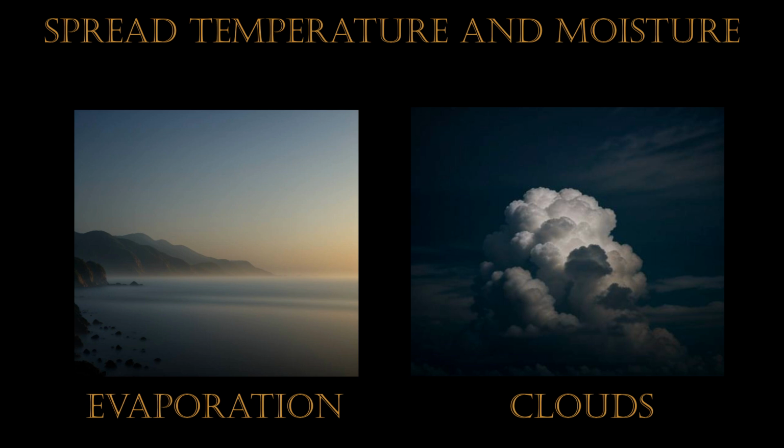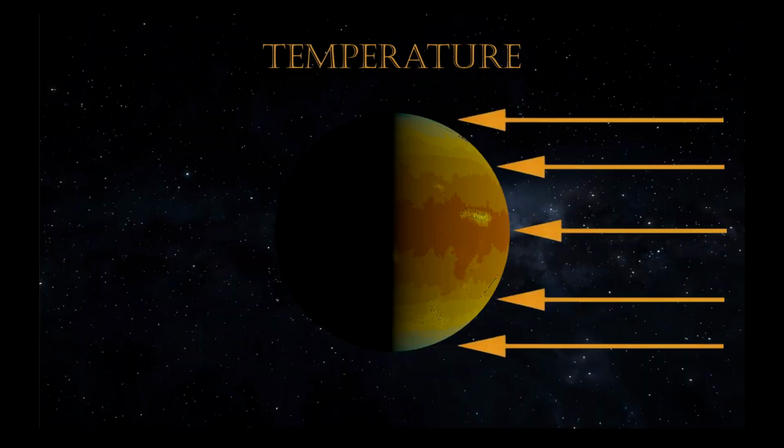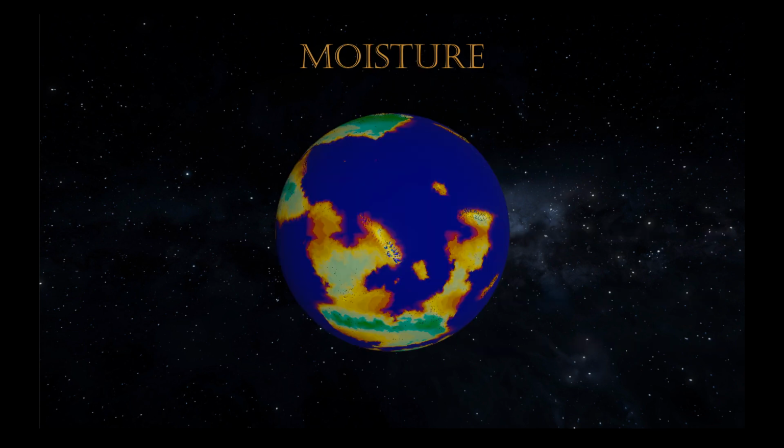Let's start with temperature. I give each tile in the world a radiation value depending on the angle of incidence between sun rays and the world surface. This will be maximum at the equator and minimal at the poles. For the moisture, I started giving 100% on the oceans and 0% on the land masses, so I have some initial values, but I need to spread it around.